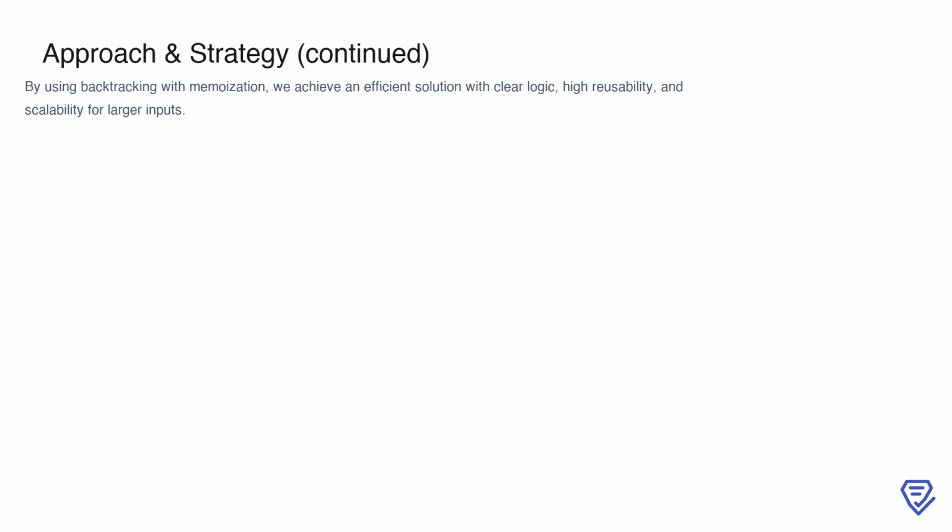This approach not only simplifies the logic but also ensures that the solution can handle larger inputs effectively. By avoiding redundant computations and directly constructing valid sentences, it offers a powerful and elegant way to solve the problem. This makes memoized backtracking a natural choice for tackling the challenges presented by Word Break 2.